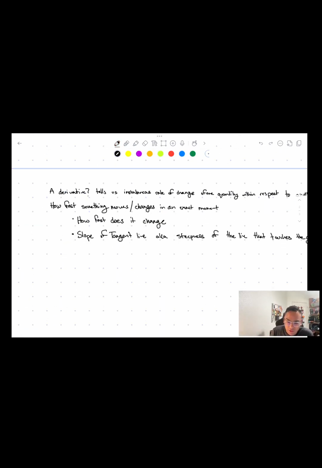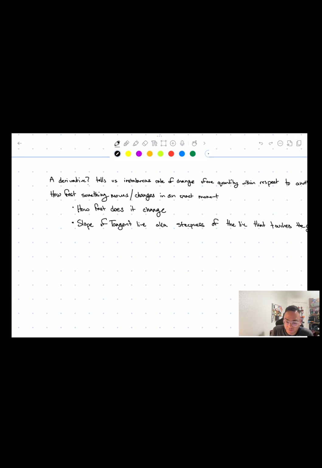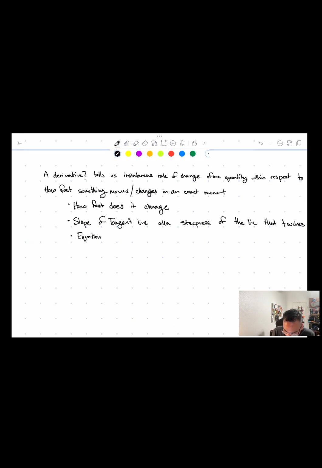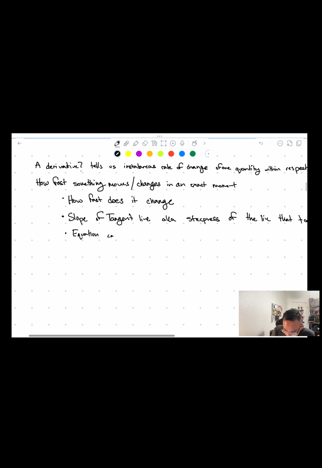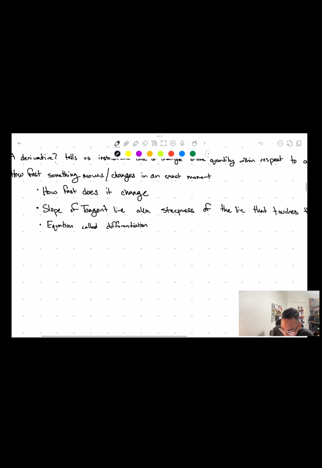Let's move on to our next point. How do we find a derivative? Well, we can find a derivative with an equation called differentiation. Sometimes differentiation is a fancy word, but all it means is to take the derivative of, and it's going to look something like this.